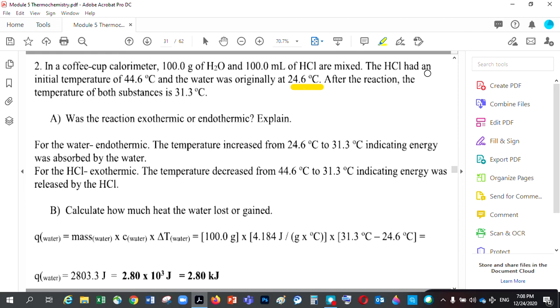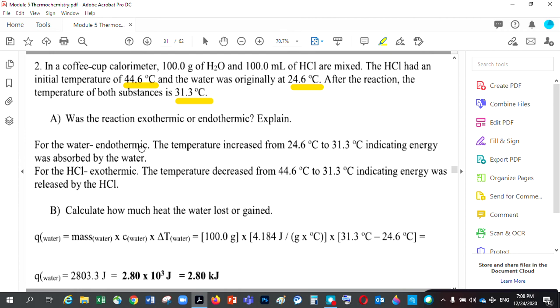The T initial of HCl is this. When we mix them together, the dilute HCl, the final temperature is this. And we have 100 grams of H2O and 100 mL of HCl. Now, just put them together, same thing, and here it is.